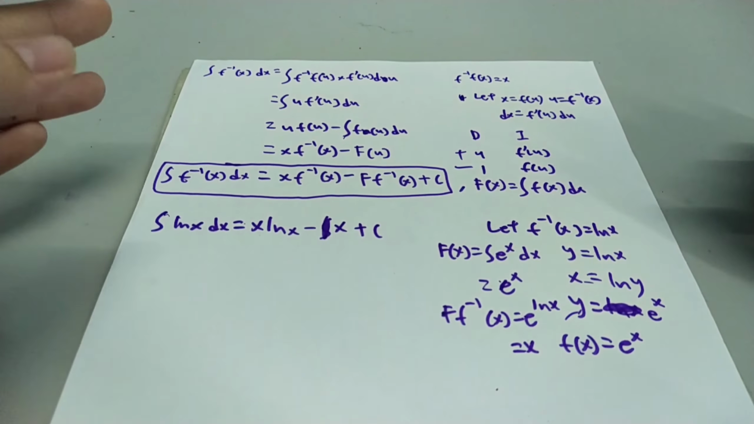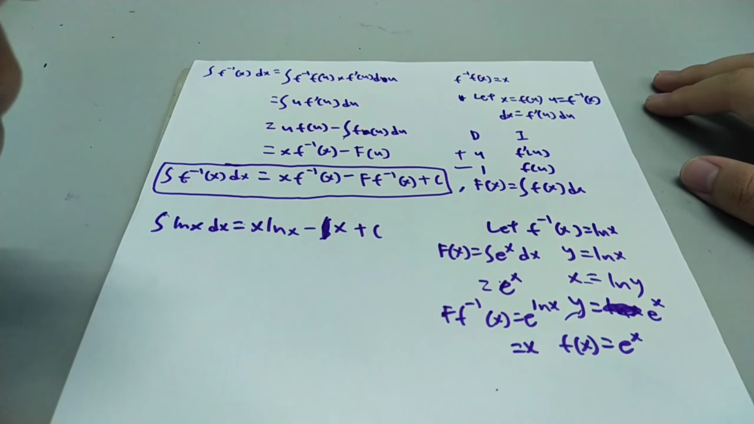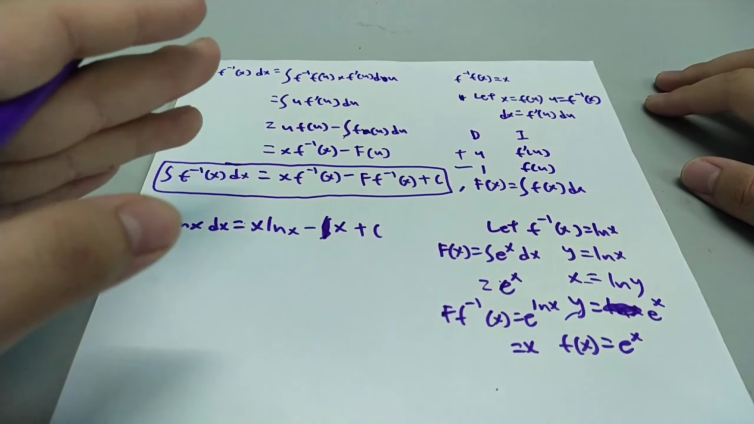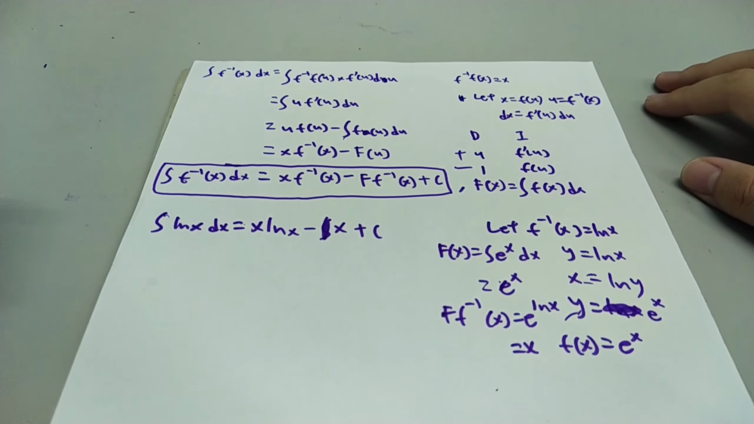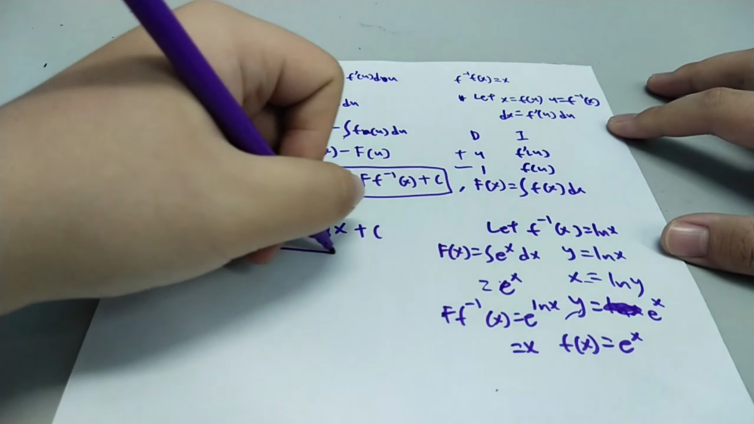So by using this shortcut, we can tell that the integral of natural log of x dx is equal to x times the natural log of x minus x plus c. So this is our final answer.